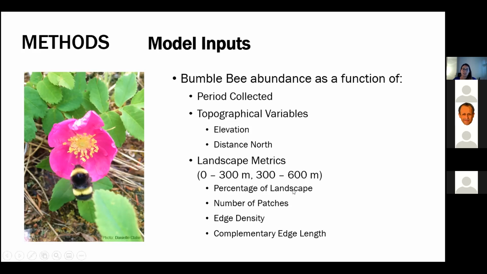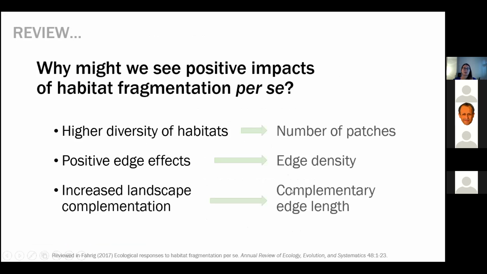And then we looked at these four different landscape metrics that I mentioned earlier. And as a reminder, these were related back to some of these original hypotheses: number of patches, edge density, and complementary edge length.